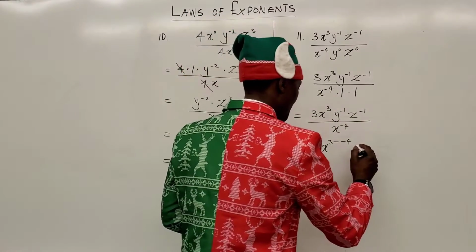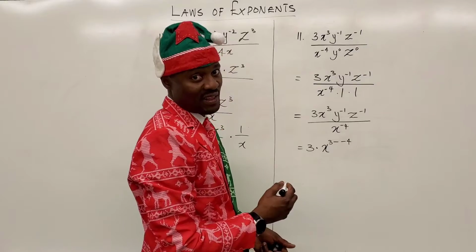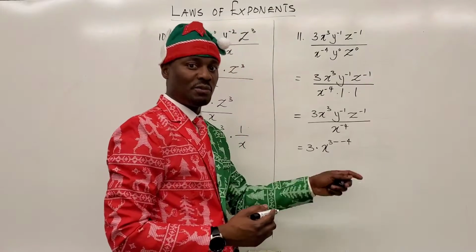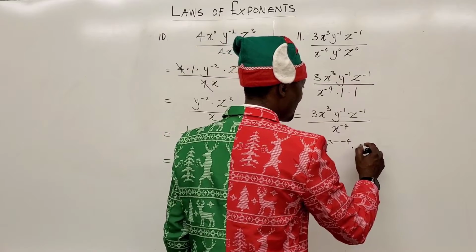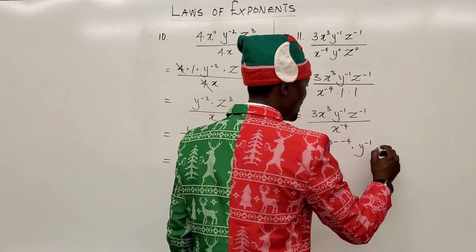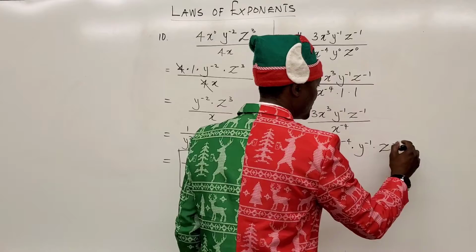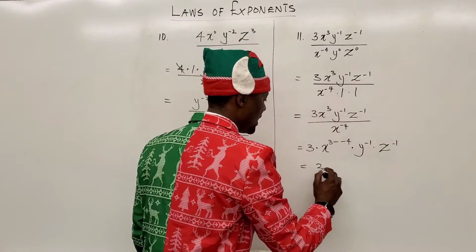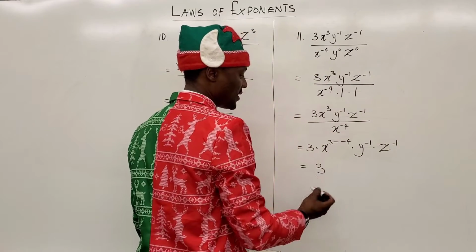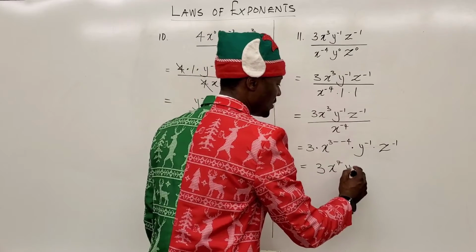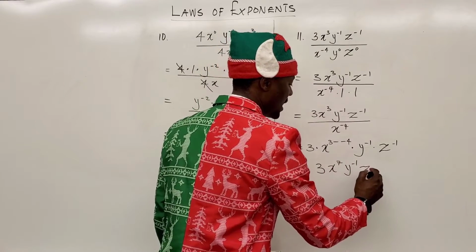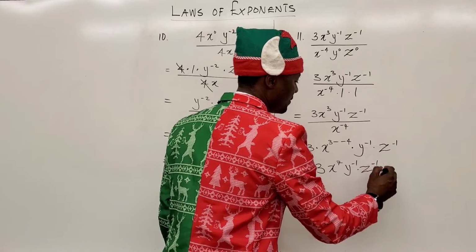Okay, so that's the rule I teach my students and they get it. If you have any other rule, just apply. Just get the answer, okay? And then we go to y to -1 and z to -1. So this gives you 3. When you resolve this, that's going to be 7. X to the power of 7. Y to the power of -1 and z to the power of -1.